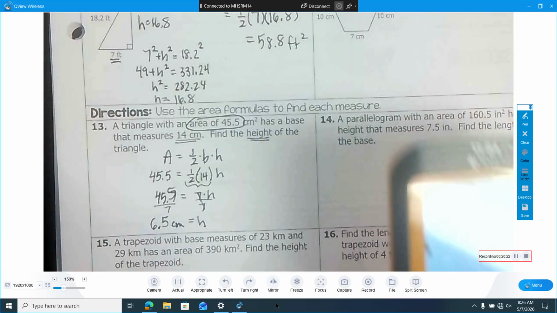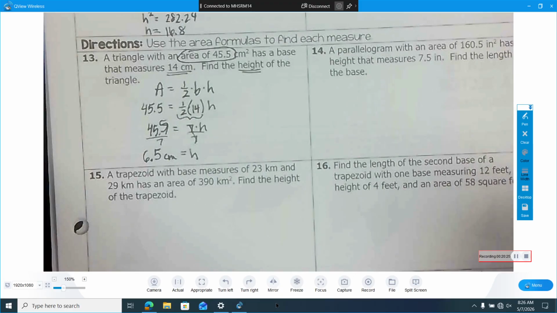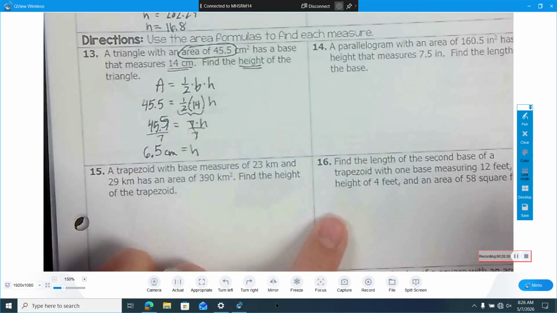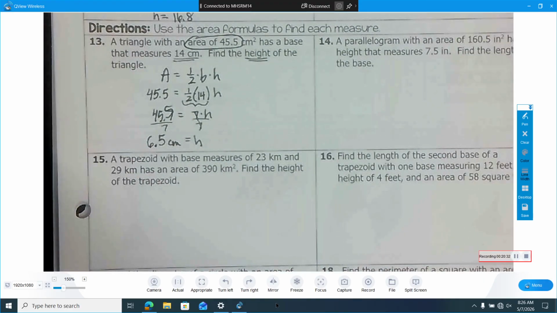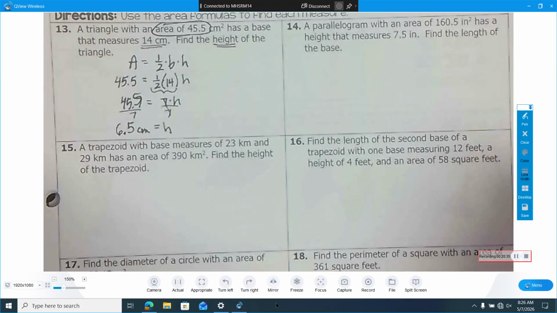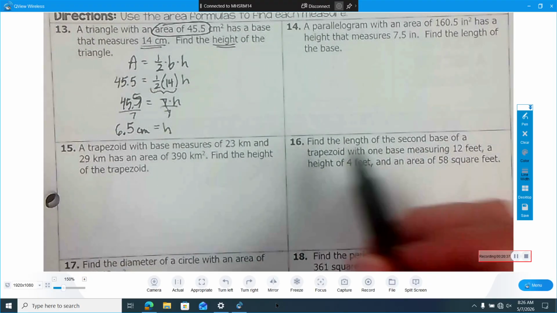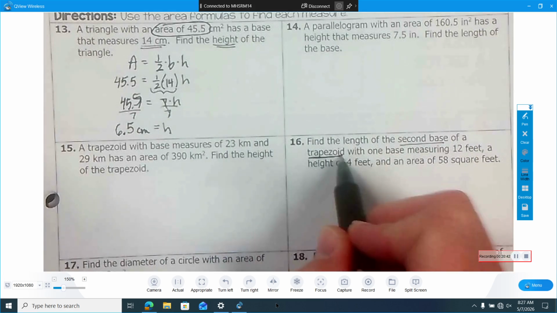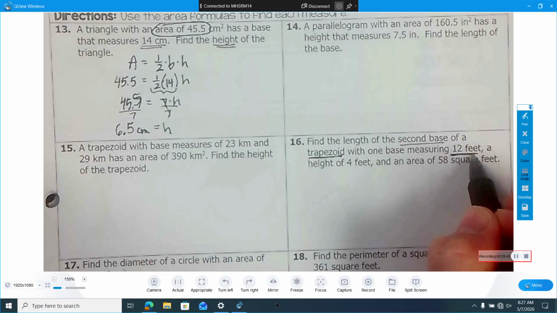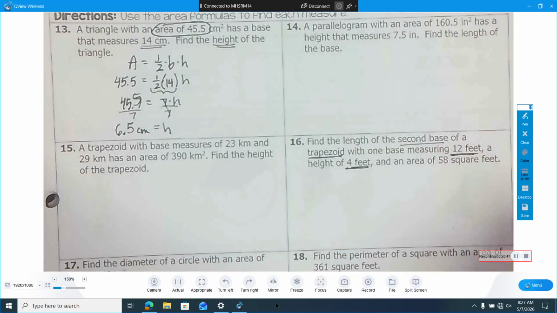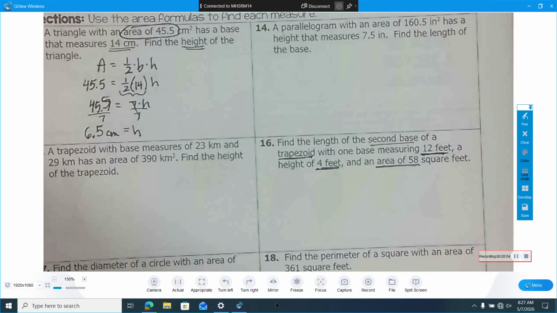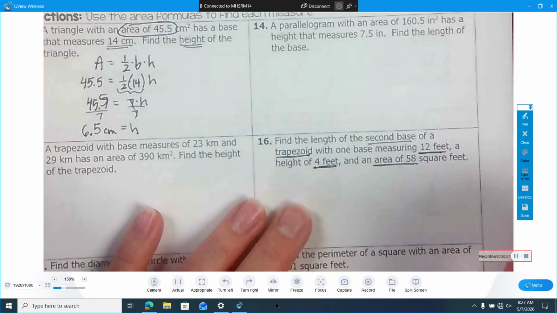Gotcha. All right. I want to do the hardest one, which is 16. So let's look at 16. It says, find the length of the second base of a trapezoid with one base measuring 12 feet, a height of 4 feet, and an area of 58 square feet. What shape are we talking about? Trapezoid. So what formula am I going to write down?